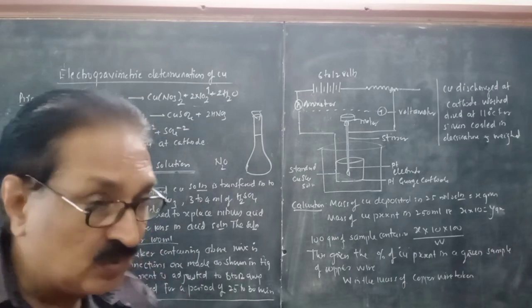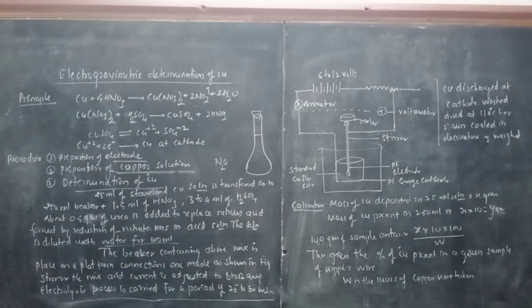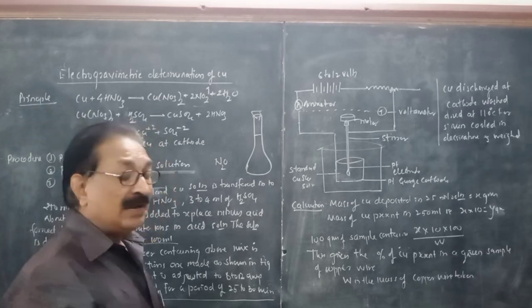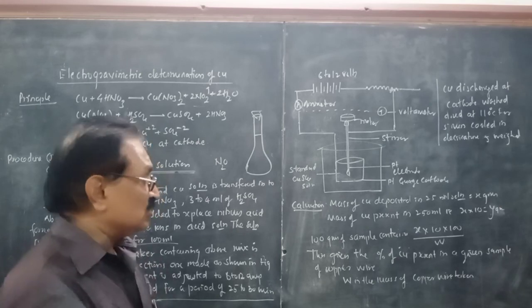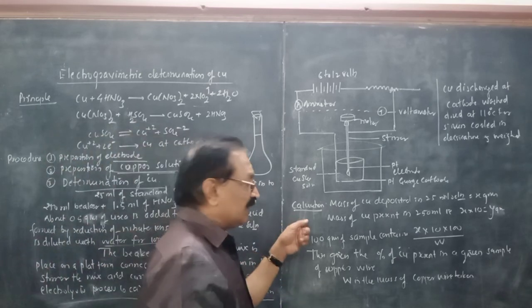Here we have taken two weights. The first one is the electrode weight, and the second one is the electrode with the metal copper deposited on it, and that weight is taken. The difference between the two weights gives the mass of the copper deposited, or the mass of the copper present in the 25 ml of the given solution. Then afterwards you go for the calculation.